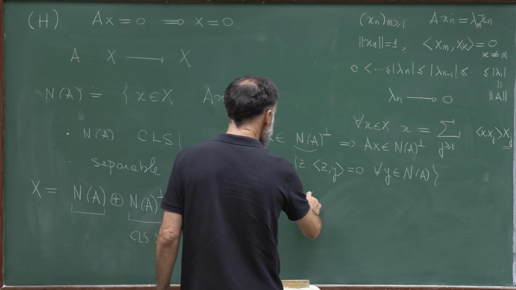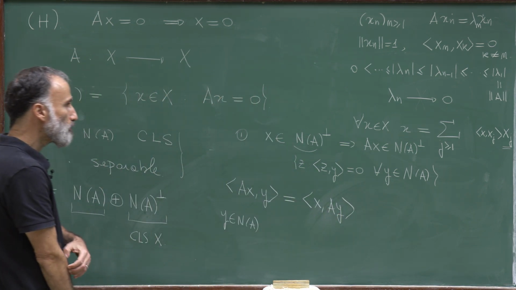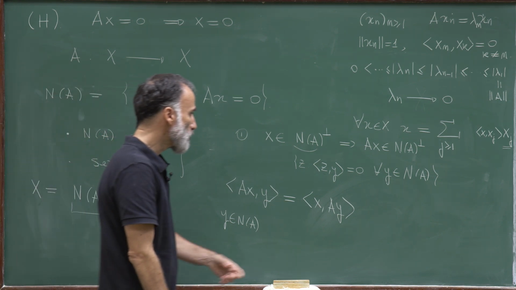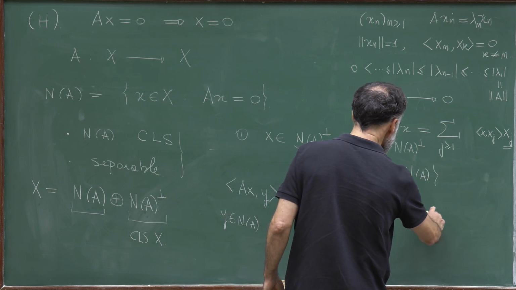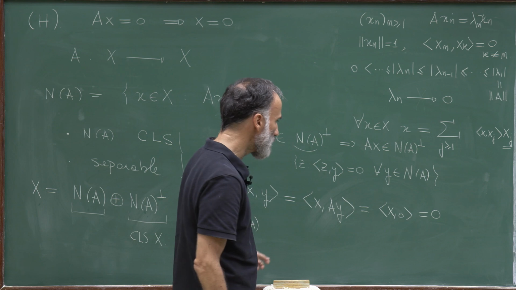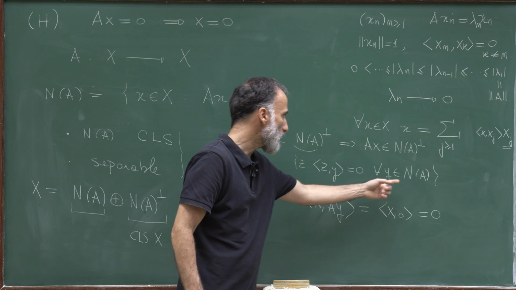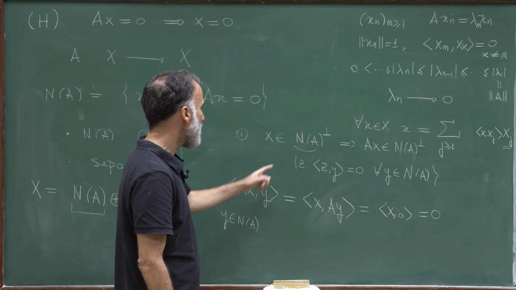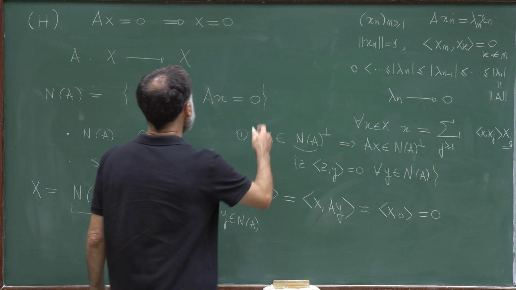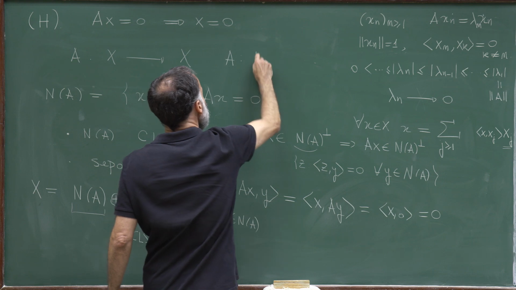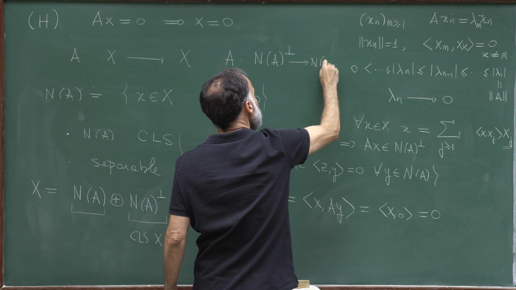By symmetry, this is X, AY. But now Y belongs to the null space of A, so AY is 0. So this is X, 0, and this is 0 because the scalar product of any element with 0 is 0. Therefore, AX is indeed orthogonal to any element of NA, and therefore AX belongs to NA perp. So what we proved is that our operator actually sends NA perp to NA perp.